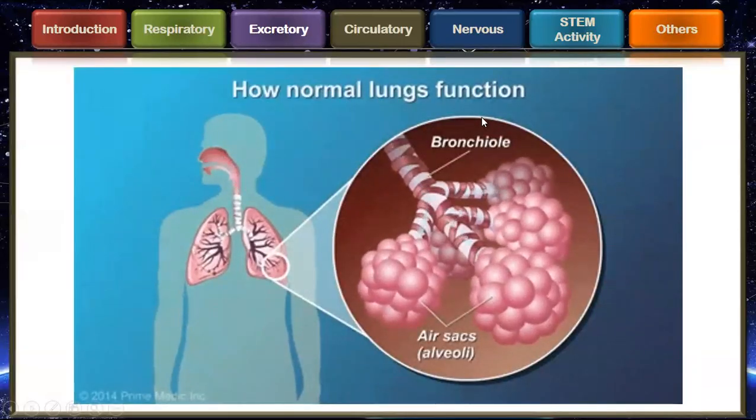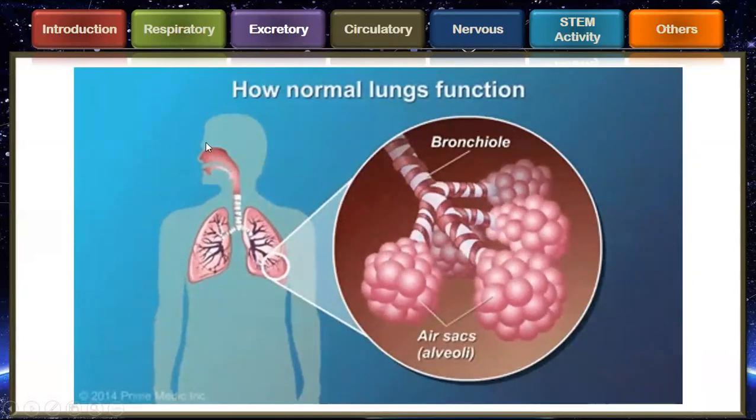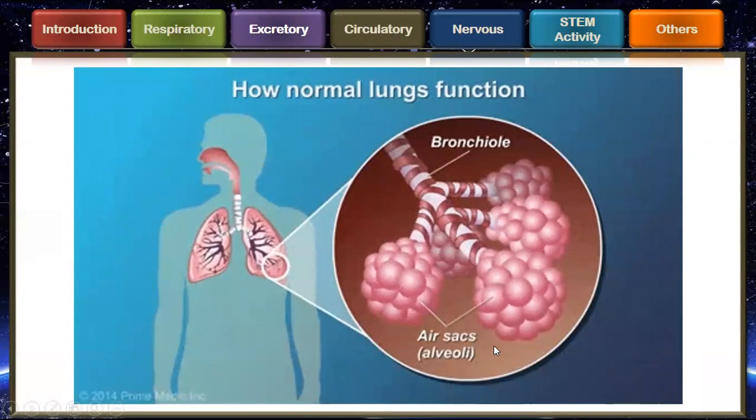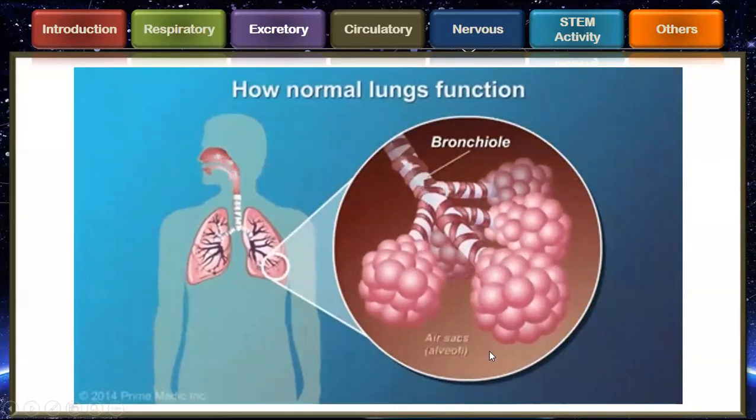Now, this is how normal lungs function. Look at that one: the air goes to the lungs and all the way to the air sacs, or the alveoli. When you hear the word sacs, S-A-C-S, that means it's like a container. So alveoli are air sacs wherein oxygen is stored.